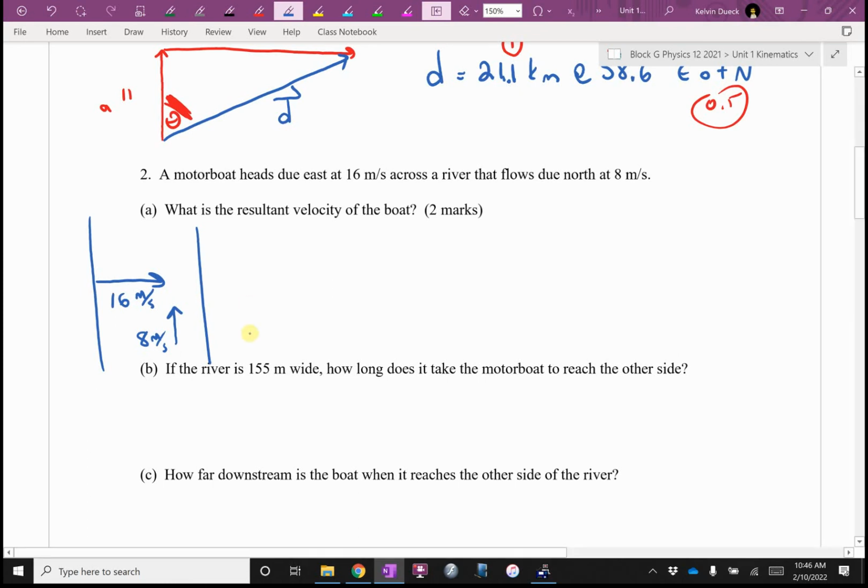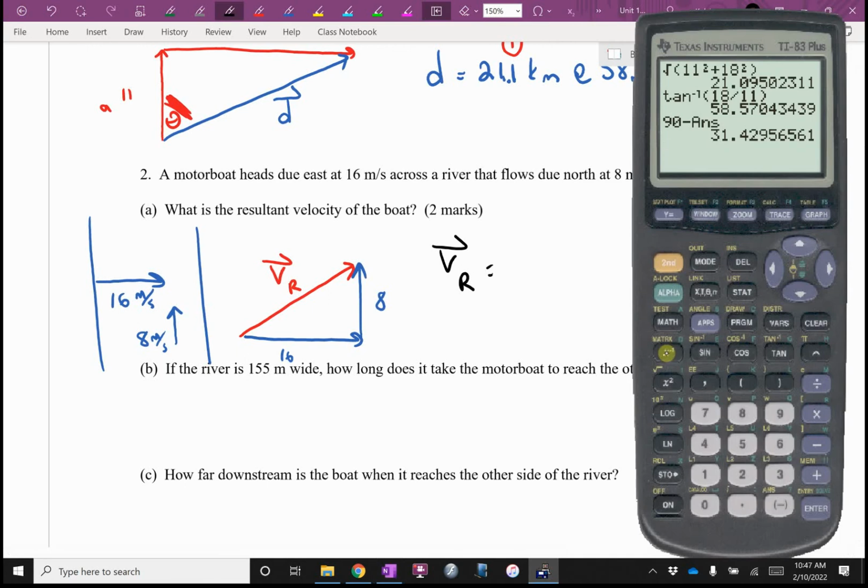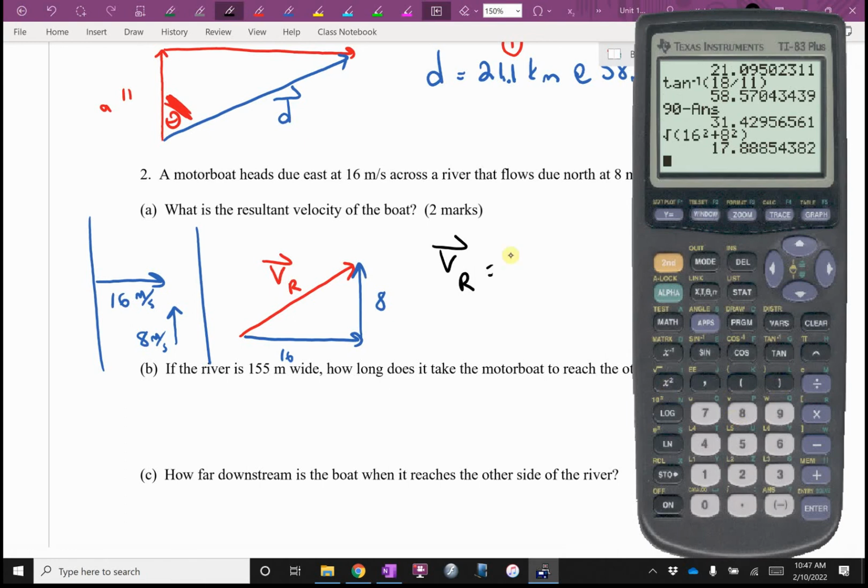So it's going to be 16 plus 8. There's the resultant. When I do the Pythagoras, it's going to be the square root of 16 squared plus 8 squared. 17.9 meters per second.